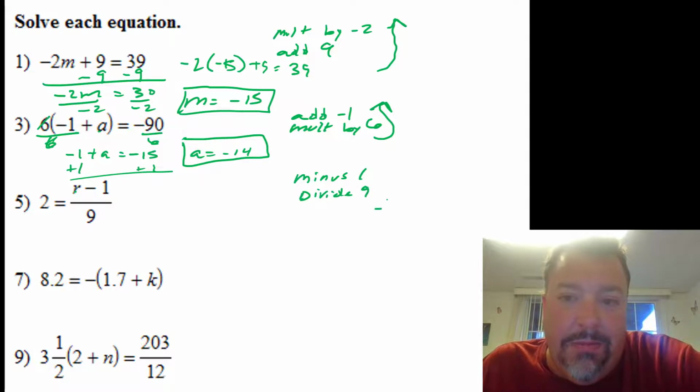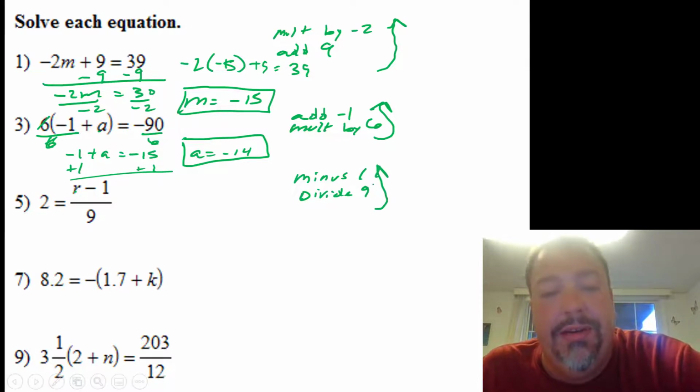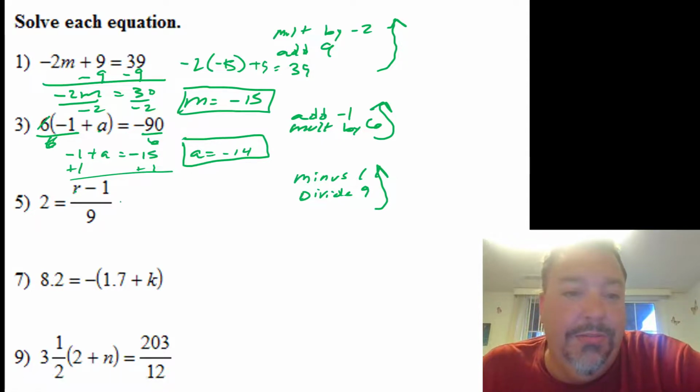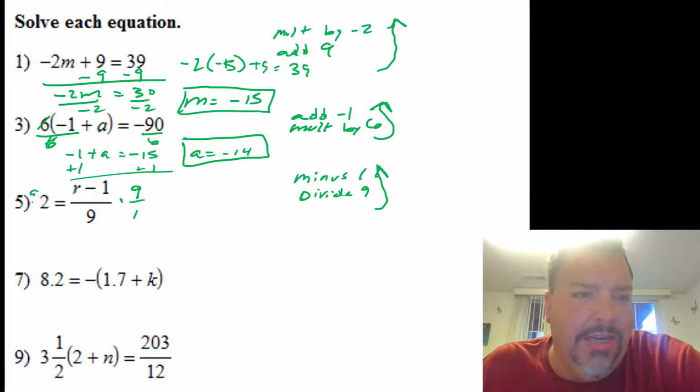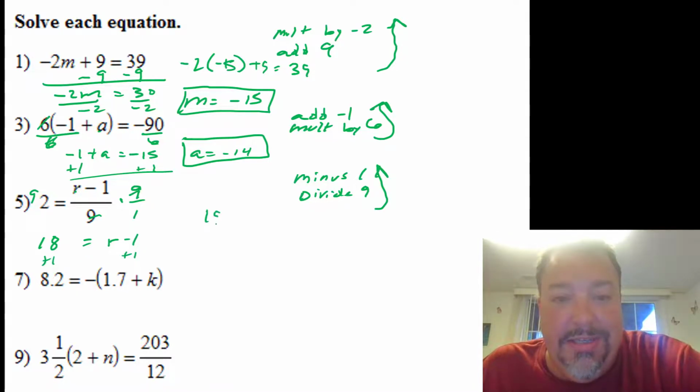So again, if we work backwards, doing the reverse, we want to get rid of the dividing by 9 first. So what's the opposite of divided by 9? It's to multiply by 9. So we just multiply both sides by 9 first. That's going to give us 18 on the left. And these 9s would cancel out. And we just have r minus 1 on the right. And then we just add 1 to both sides. It's as simple as that. We got 19 equals r.